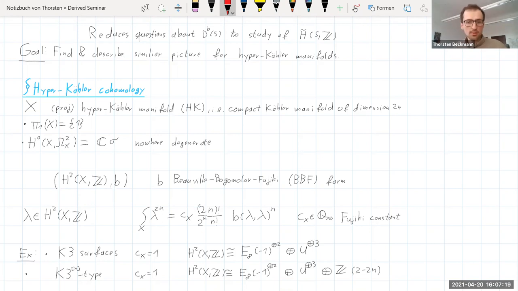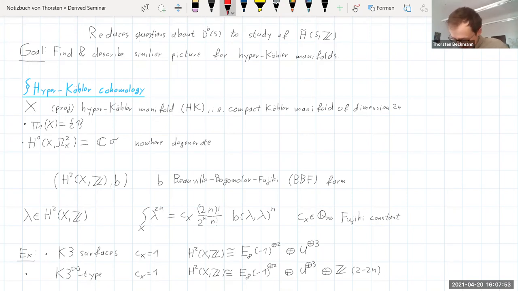And this is probably all well known, so let me just be quick. For hyperkähler manifolds, this is known: the second integral cohomology has a quadratic form. This quadratic form I will call B, and that's the Bogomolov-Fujiki form. It can be characterized up to sign by the property that if we take a class lambda in the second integral cohomology, take its 2nth power and integrate it, then this is the nth power of the Bogomolov-Fujiki pairing up to a constant.